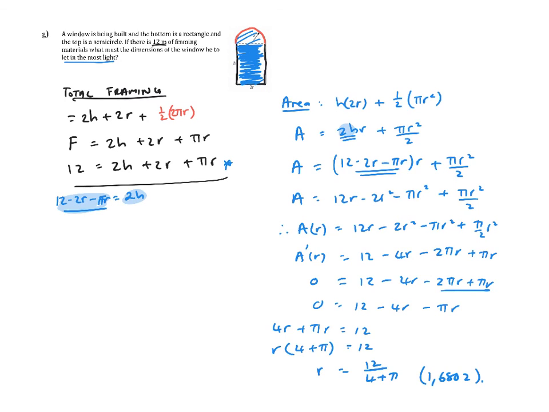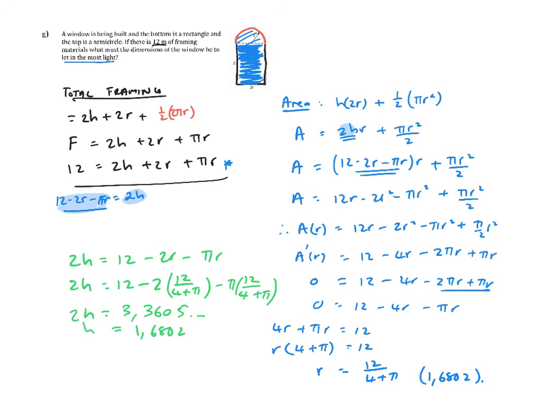All right, and then you just need to find h. So remember we had 2h is equal to 12 minus 2r minus pi r, and so therefore 2h is going to equal 12 minus 2 times pi, 12 over 4 plus pi, minus pi times 12 over 4 plus pi. You type that on your calculator, and you actually also get h is equal to 1.6802. I think that's quite cool.